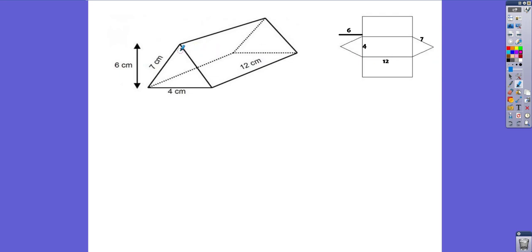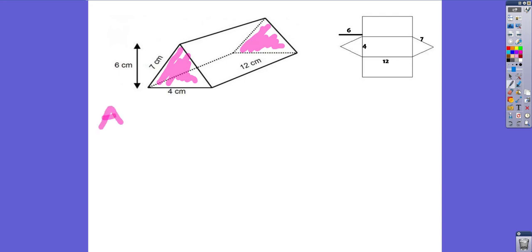Since this is a triangular base, y'all might get tricked. You're like, oh, this rectangle's on the bottom. But no, that is not my base. The base is going to be the triangle, because that's the name of my shape, triangular prism. So I'm going to go ahead and shade in these bases so that I don't forget that. So first let's find the area of that base.